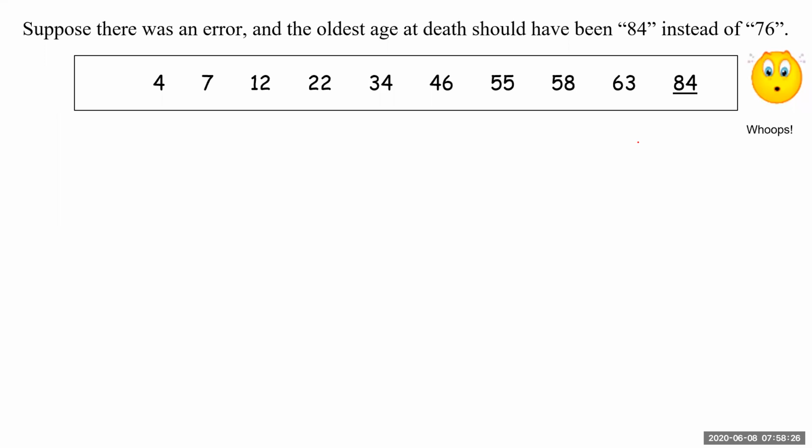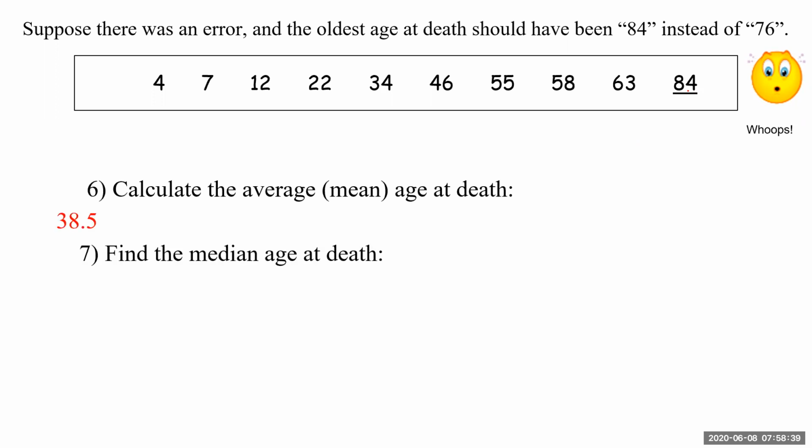So we are looking at the same data set. So suppose it should have been 84 instead of 76. So we replace that. That's why this has been underlined. And here, calculate the average age at death. And that would just be 38.5. So we put everything together and divide by the number of elements. Now we want to find the median, and you realize that the median did not change.